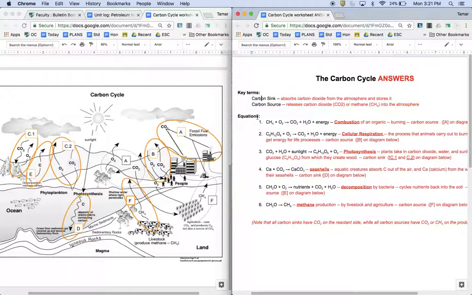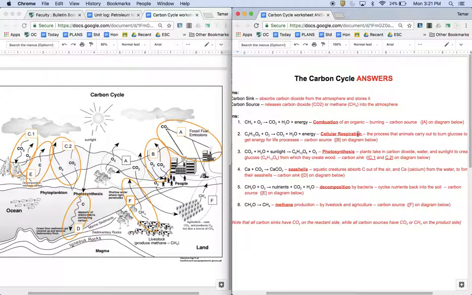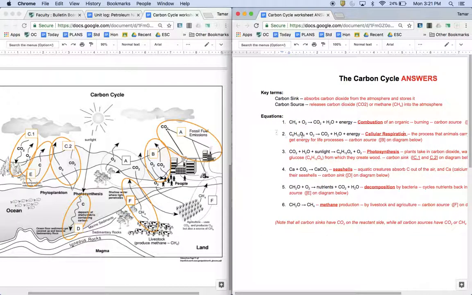Carbon sinks are processes that absorb carbon dioxide and store it in places, removing it from the atmosphere. Carbon sources release carbon into the atmosphere in the form of carbon dioxide and methane. So the two big carbon sources in our world today are combustion and cellular respiration. And if you look at the equations for them, they're actually remarkably similar. They're fundamentally the same thing.